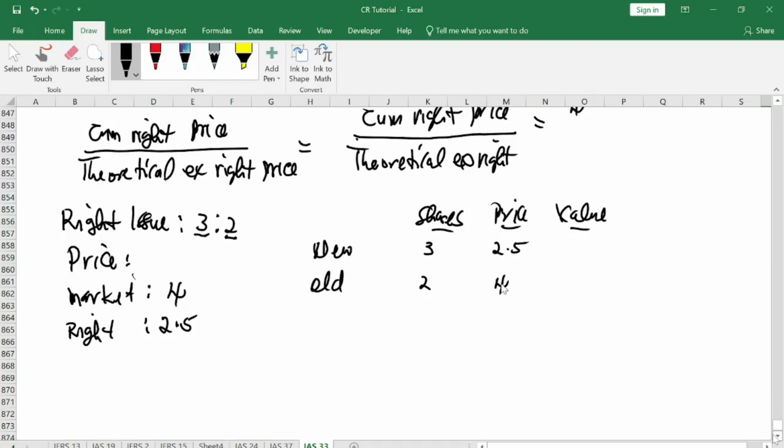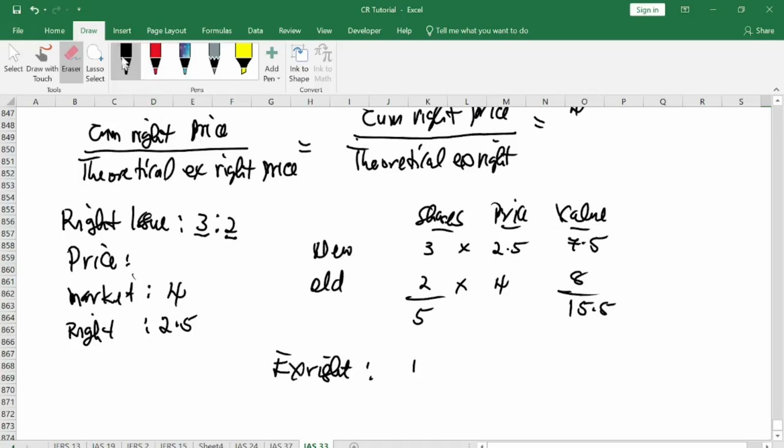So you have 3 times 2.5. You multiply: we get 7.5 here, and here is 8. When you add it, it gives you 15.5, and this one gives you 5. When you're done, then you divide, so you have your ex-rights price. That gives you 15.5 over 5. What do we have? I get 3.1. All right, so now you know your ex-rights price.